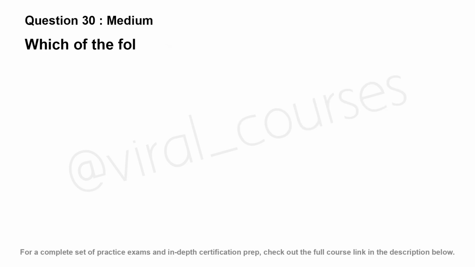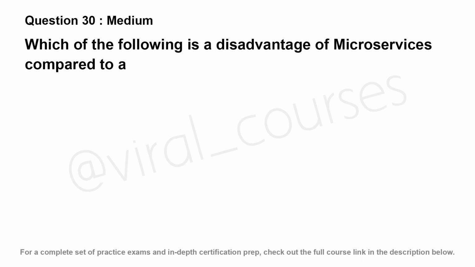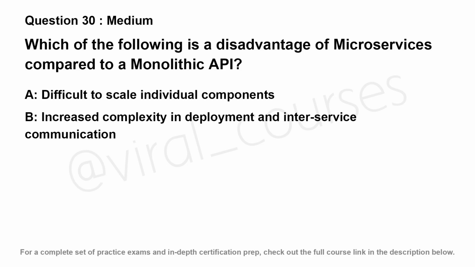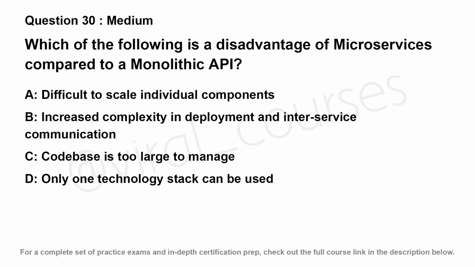Which of the following is a disadvantage of microservices compared to a monolithic API? Option A, difficult to scale individual components. Option B, increased complexity in deployment and inter-service communication. Option C, codebase is too large to manage. Option D, only one technology stack can be used.